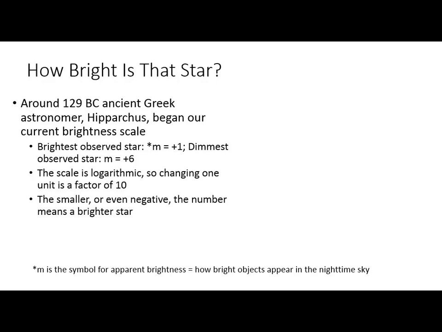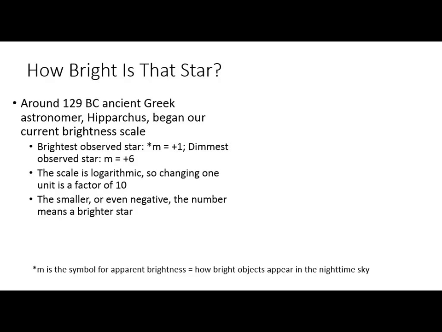So the deal with how bright a star is, and not only stars but how bright other objects are, is that the higher the number, the dimmer it is. It's all based upon back in 129 BC. I like to think of Hipparchus stretched out, enjoying the nighttime skies in Greece, and saying the dimmest star I see is +6, and the brightest star I see is +1. That's what he did: +6 dim, +1 bright.